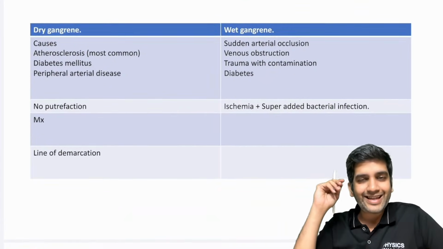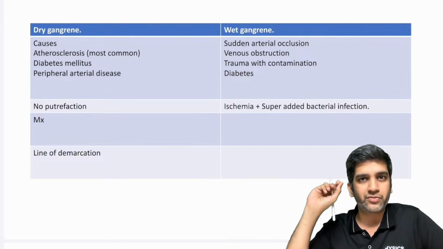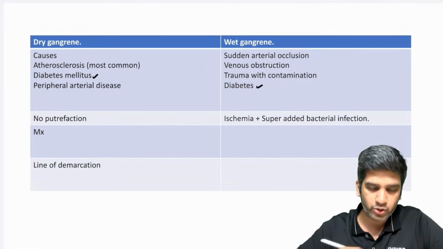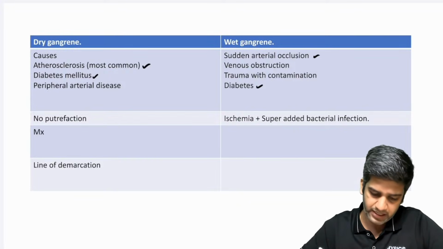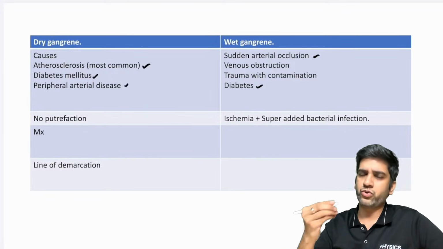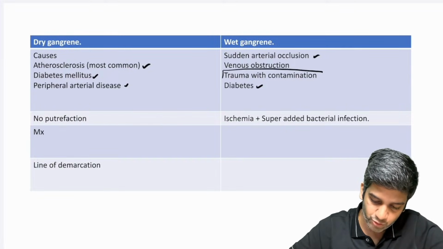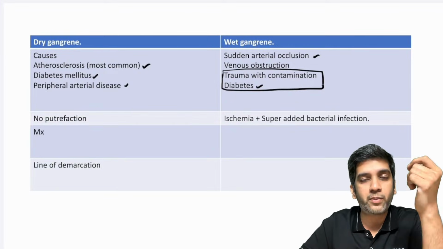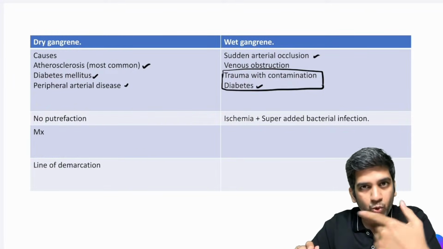Gangrene in general can have mostly overlapping etiology, dry as well as wet. For example, diabetes can cause dry gangrene and wet gangrene. Atherosclerosis can cause dry and wet gangrene. Peripheral arterial disease, also due to atherosclerosis, can cause dry or wet. But the important ones for wet gangrene are these two: whenever you have trauma with contamination, and diabetes, it is very easy to form wet gangrene compared to atherosclerosis.